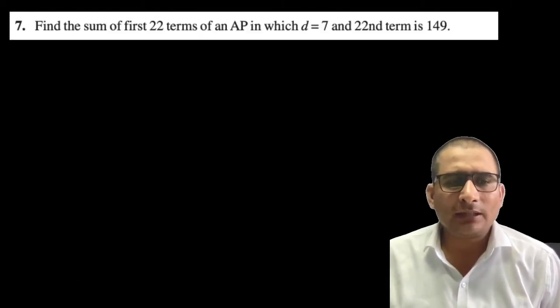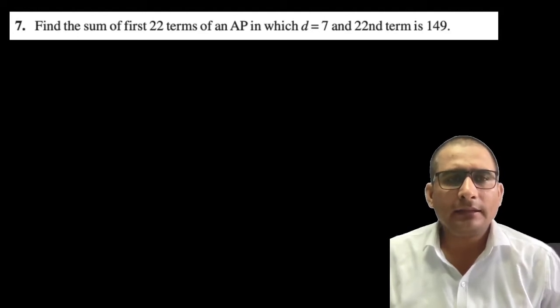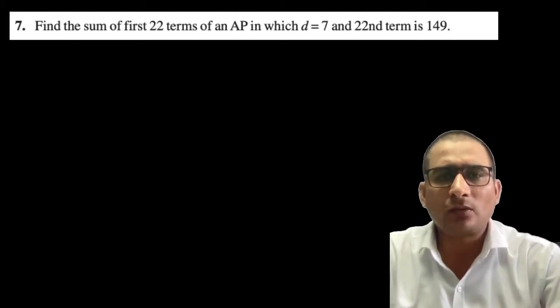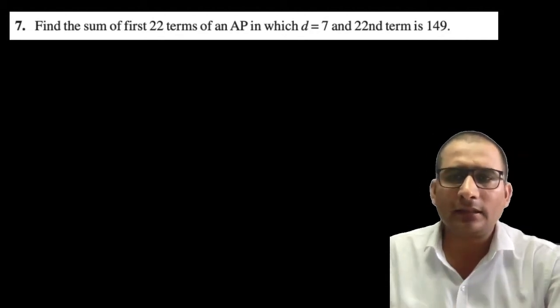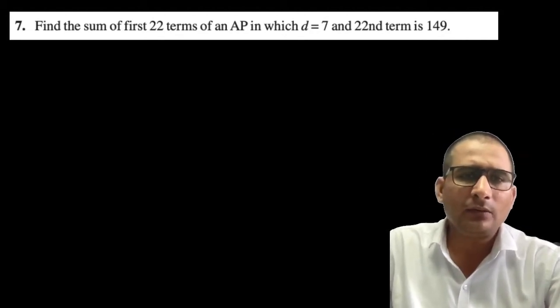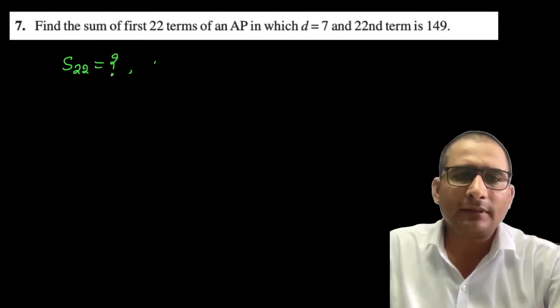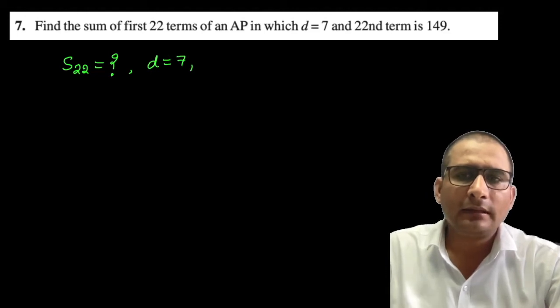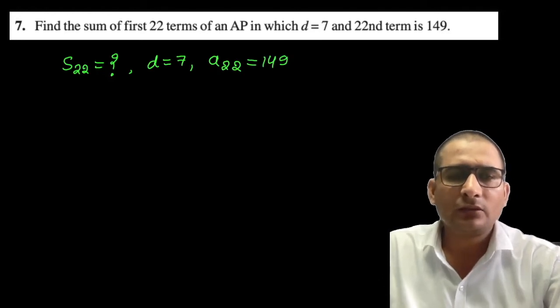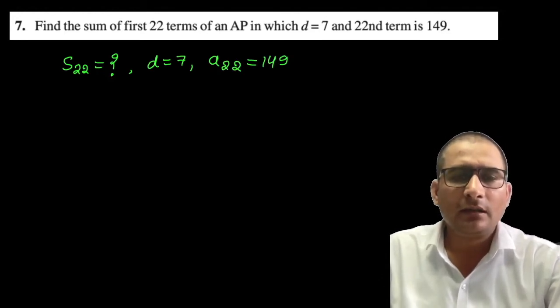Now look at this question number 7 here. In this question 7, find the sum of the first 22 terms of an AP in which D is given and 22nd term is given. Sum निकालना है 22 term का, तो S22 we need to find. D is given 7. A22 is given 149. So this thing is given in the question.